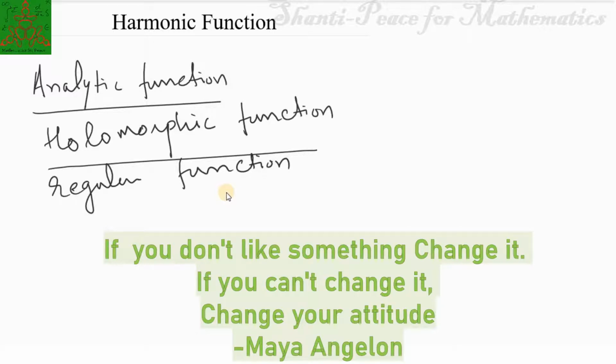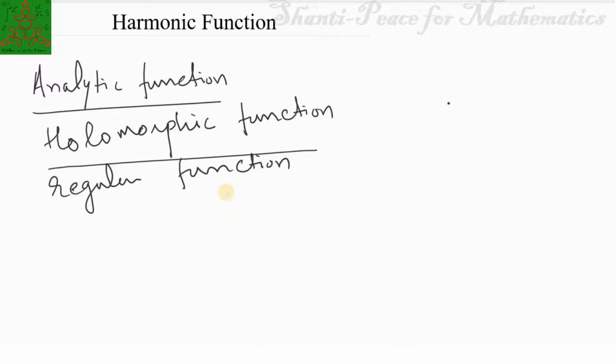By definition, a function is analytic at a point z0 if there exists some neighborhood of this point z0 in which the function is differentiable. So analyticity is much stronger than differentiability, because we are not talking about differentiability at one point. We are talking about differentiability in the entire neighborhood of z0.